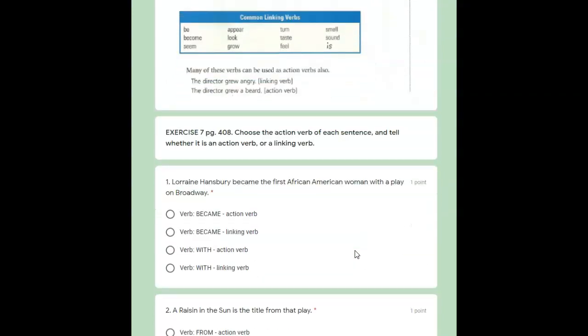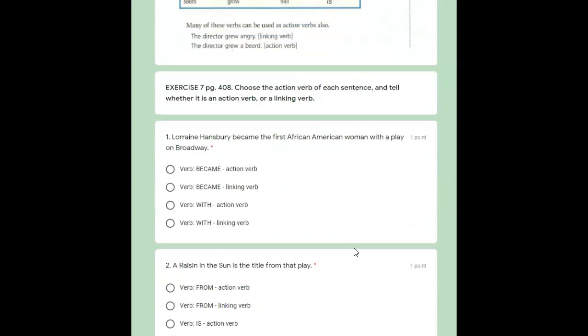So for exercise 7, you're going to read a sentence and you're going to tell me if the verb of that sentence is an action verb. It's physically doing something, or is it a linking verb? Is it connecting information from the subject to something else at the end of the sentence?